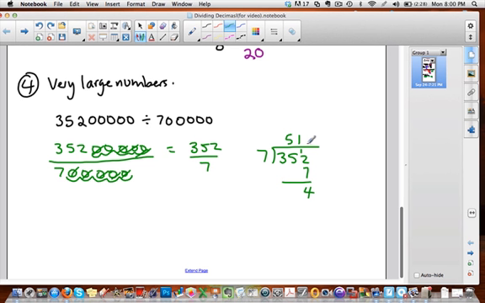4 remainder. Decimal goes here. Bring down the 40. 7 5s are 35. And you keep on going. 51.5.